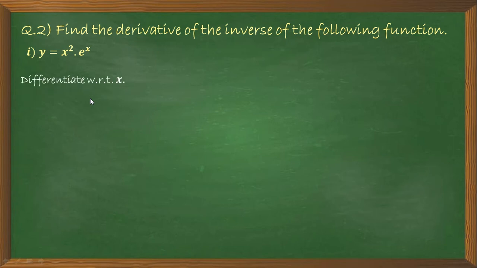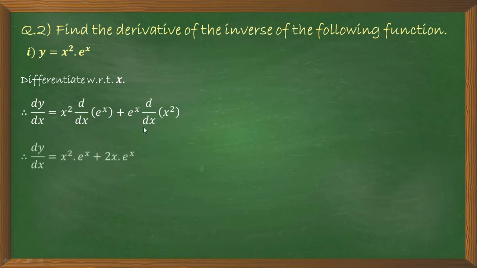First of all we will differentiate this given function, that is y is equal to f of x, with respect to x. By our u into v rule, we get dy by dx is equal to x square into d by dx of e raised to x plus e raised to x into d by dx of x square. See this u into v rule, and hence we get x square as it is into the derivative of e raised to x, which is e raised to x, plus e raised to x as it is into the derivative of x square, which is 2x.